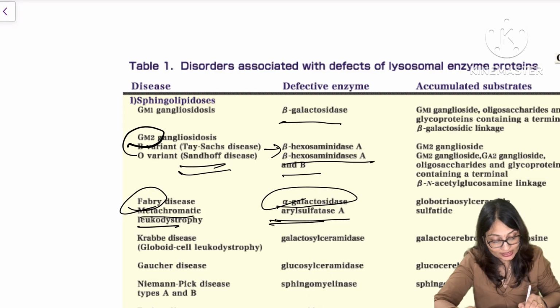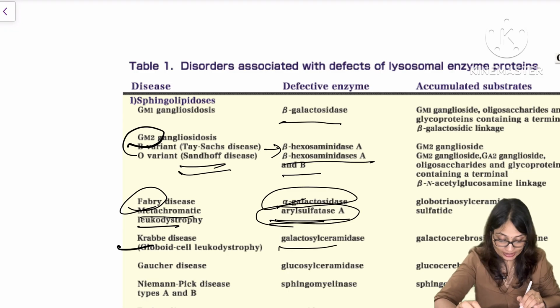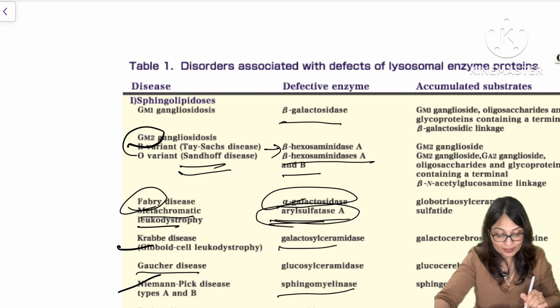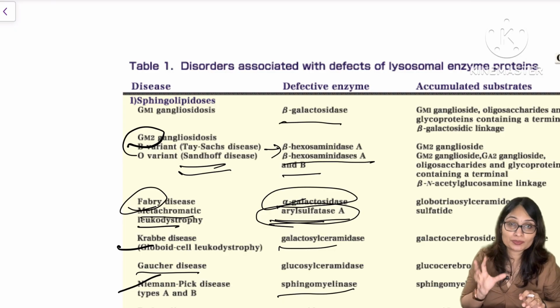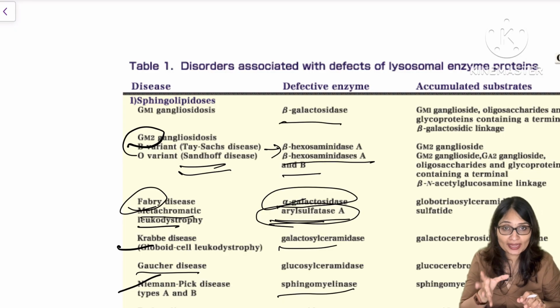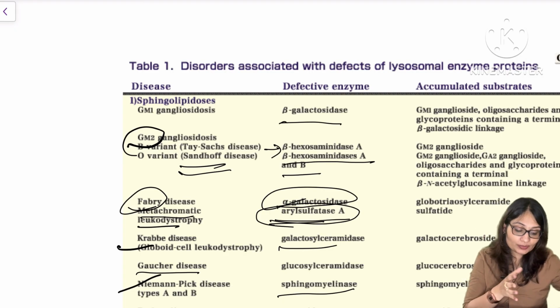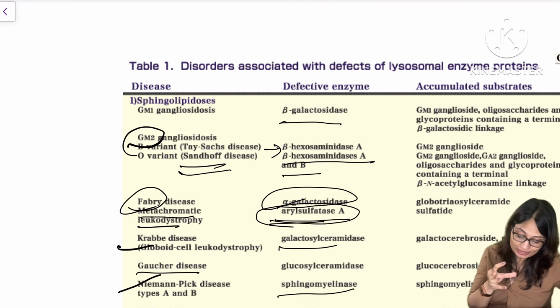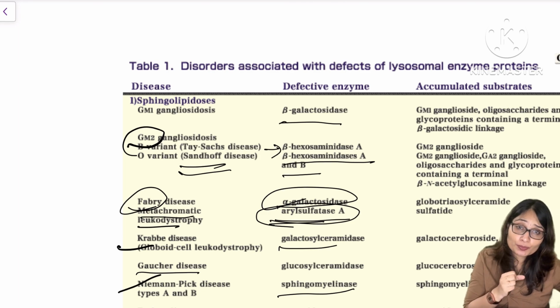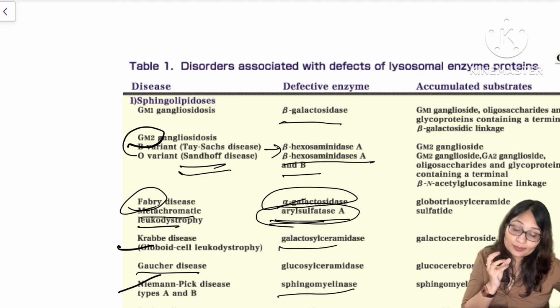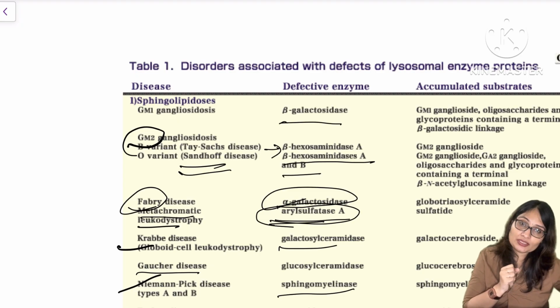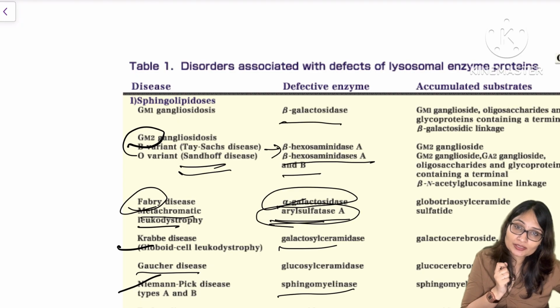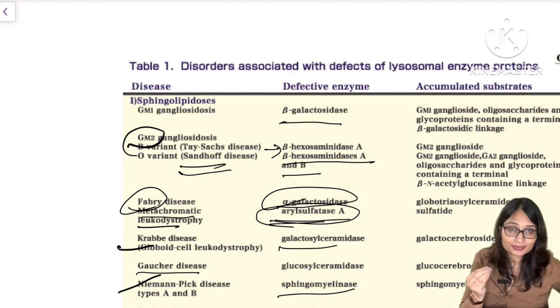Metachromatic leukodystrophy is arylsulfatase A. Krabbe's disease is galactocerebrosidase. Gaucher's disease is glucocerebrosidase. Niemann-Pick's disease is sphingomyelinase. And Farber's disease is ceramidase. So you'll have to remember at least the enzymes and the disorders involved, and if possible, the type of accumulations. Like in Gaucher's, we have crumpled tissue paper appearance, zebra body inclusions are seen in Niemann-Pick's disease, and cherry red spots in Tay-Sachs. So all those things, if possible, please do remember.